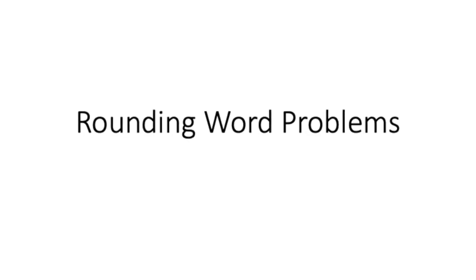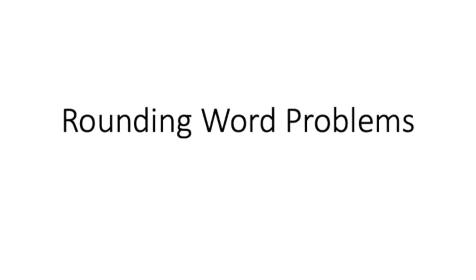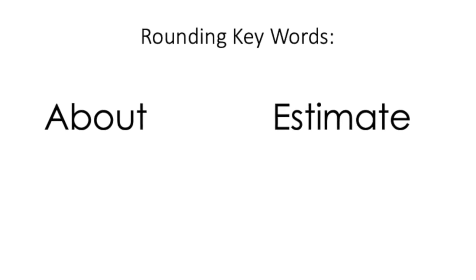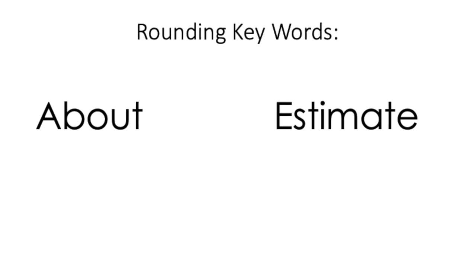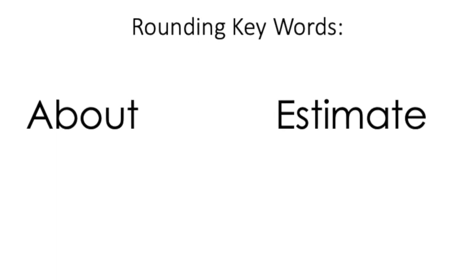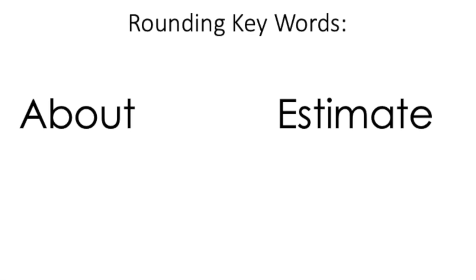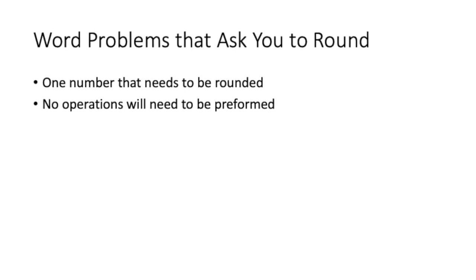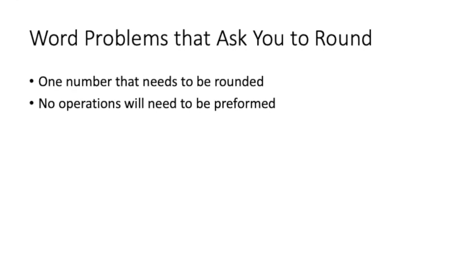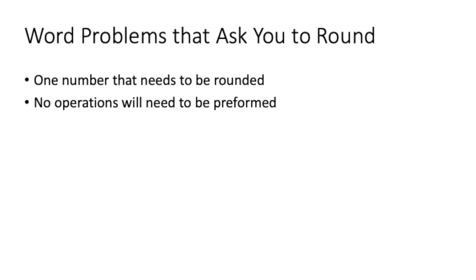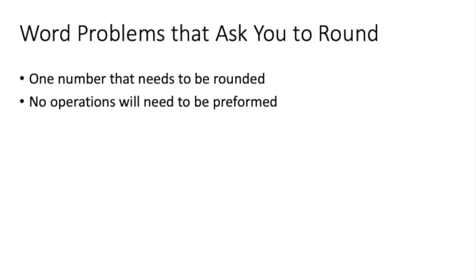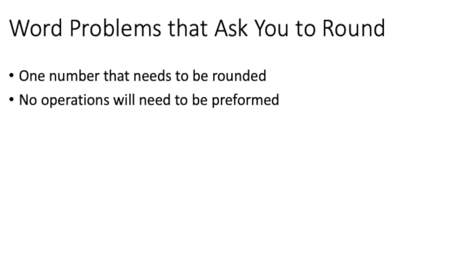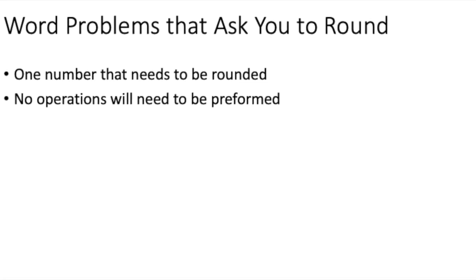Okay, rounding word problems. Just like we just talked about, our rounding keywords are going to be about and estimate. So as you watch this video, I want you to be looking for the words about or estimate. Okay, word problems that ask you to round. We will be talking about checking our work with rounding tomorrow, but for right now, we're only going to be dealing with the types of word problems that explicitly ask you to round. When you have a word problem that asks you to round, you are going to have one number that needs to be rounded, and you will not need to be performing any operations.